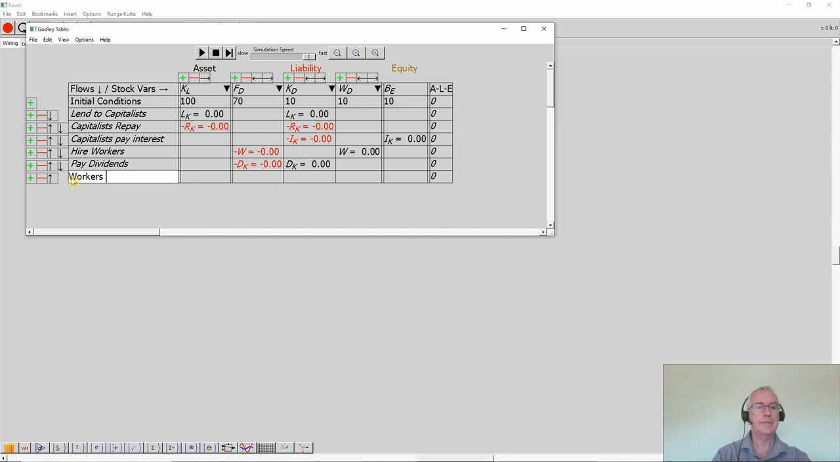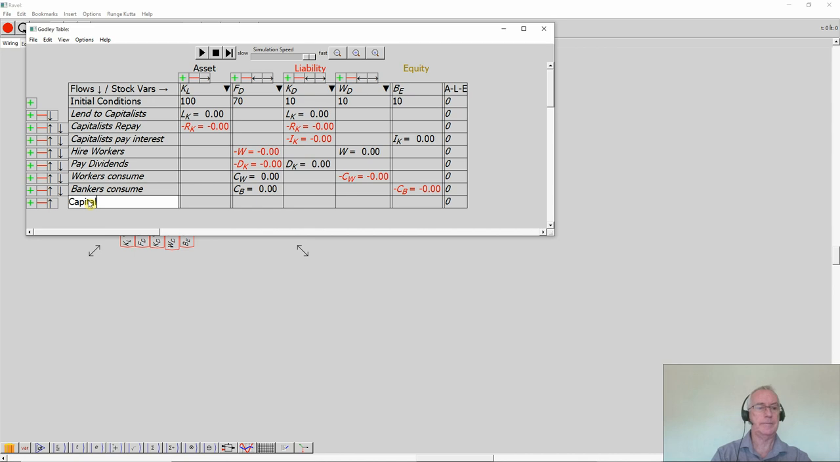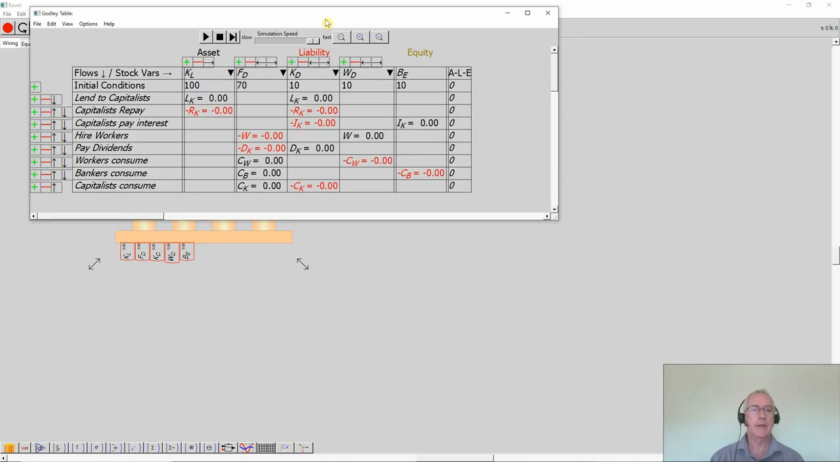So workers consume, and I'll use the symbol C. So a flow of C dollars per year, C underscore W dollars, comes out of the workers' bank accounts and is paid to the firms. Bankers do the same, and capitalists do the same, and pay to firms. So in terms of financial flows, that is the basic idea of the fundamental financial flows in a monetary economy.